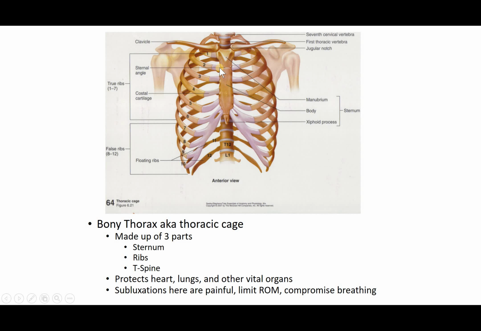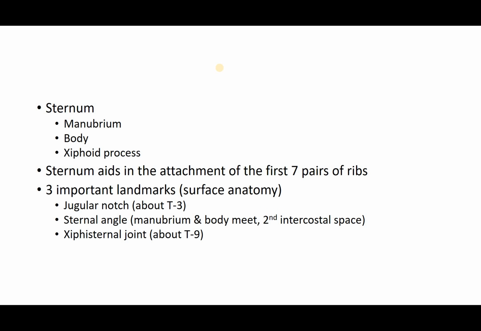That is a significant area of palpation because that is how you're going to find your intercostal space to place your stethoscope to start listening to the heart. Okay, then the xiphosternal joint is about T9 area, and you want to know where that xiphoid process is because you don't want to break it off during CPR.